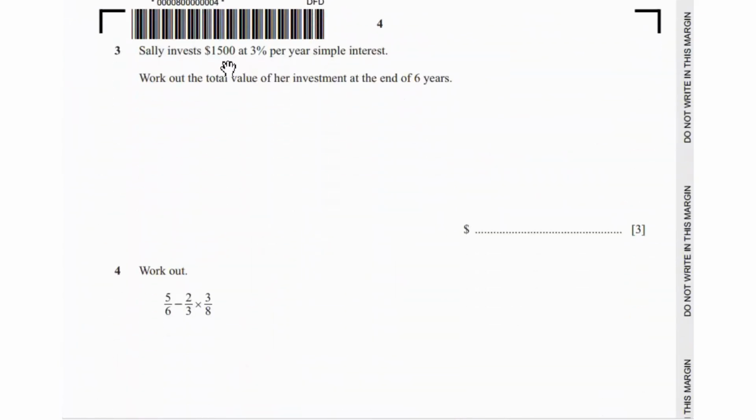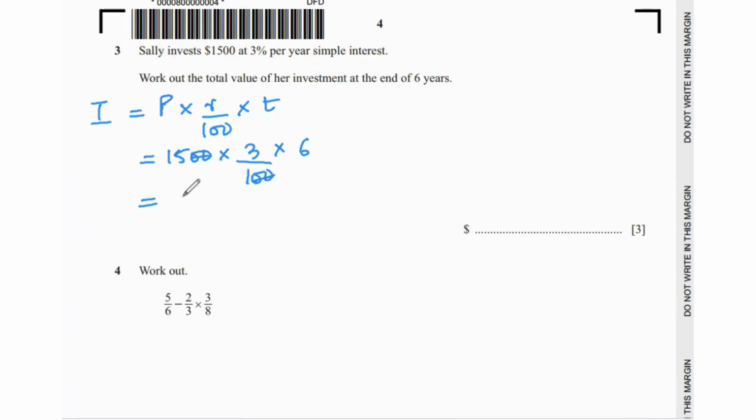Then this is Sally invests $1,500 at 3% per year simple interest. Work out the total value at the end of 6 years. So simple interest has the formula of principal amount times the rate of interest times the time period. So first we'll find the interest that she's getting on 1,500. So 1,500 times 3 over 100 times 6. The zeros get cancelled out. 15 times 3 is 45, and then we do 45 times 6, which is going to be $270.